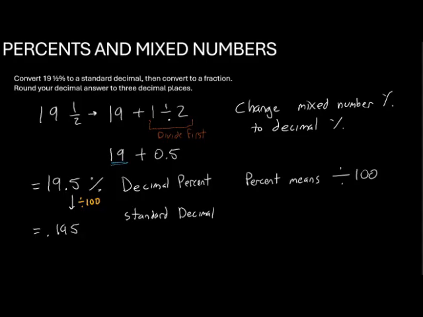The directions also ask us to round that decimal answer to 3 decimal places. We can see that there are 3 numbers to the right of the decimal, 195, and this is 3 decimal places. Therefore, we've completed the first part of the problem with the standard decimal. Our standard decimal is 0.195. Now we'll change this to a fraction.